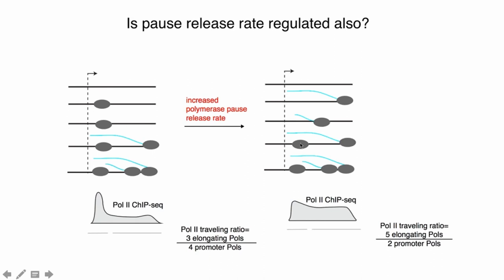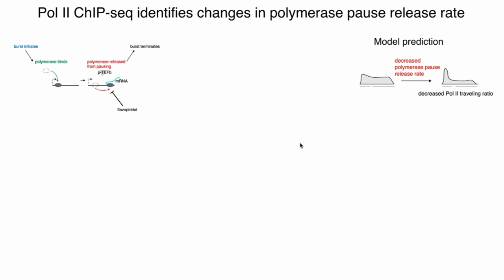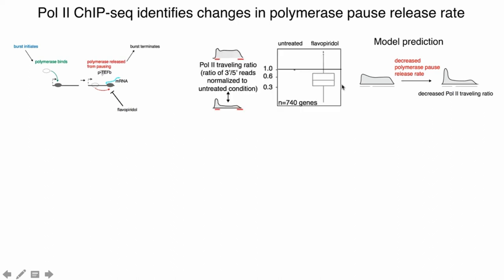To confirm that this really can measure a change in the polymerase pause release rate, we used an inhibitor that specifically reduces pause release rate, flavopiridol. The prediction is that we should see a decreased Pol2 traveling ratio, and indeed that's what we see. We're looking at the 740 genes that are still transcribed after this treatment, because we can't look at traveling ratio in genes that are totally off. But what you see here is the traveling ratio is significantly decreased for those genes by flavopiridol treatment.